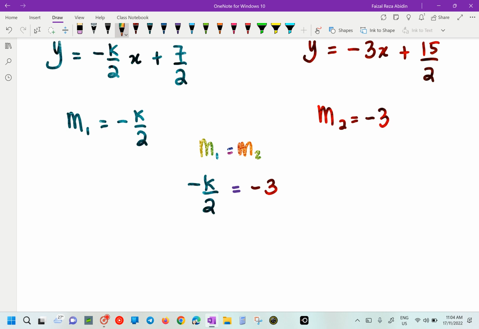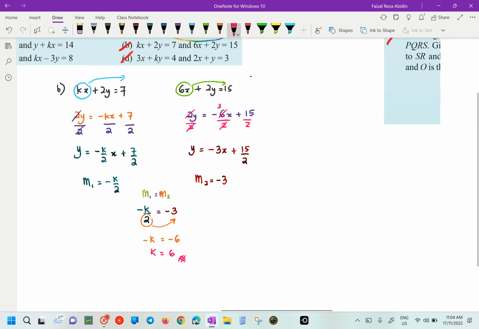So what should I do? Cross multiply. So you are going to get, bring 2 to the right side, negative k equals negative 3 times 2, negative 6. Because we are going to find only our k. What happened to the negative? Finish. Times negative 1 on both sides also can. You are going to get k equals 6. Can, girls? Okay, the second one, D.